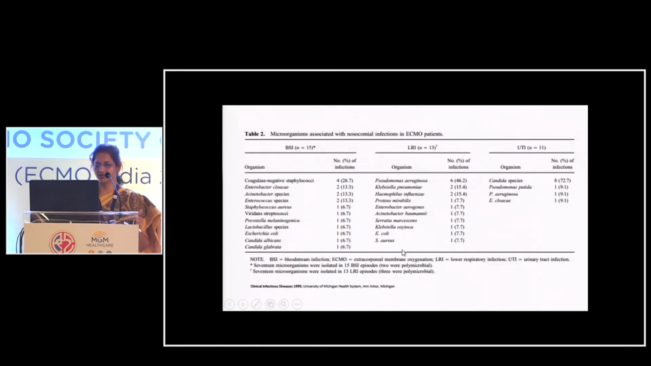And this table is from a study from Michigan, where the most common source of infection was bloodstream infection when compared to lower respiratory infection and UTI. The pathogens encountered were coagulase negative staphylococci, followed by the gram negative Enterobacter, Acinetobacter, Enterococcus, and then the gram positive staph. Whereas in lower respiratory infection it was gram negative bacilli, Pseudomonas, and Enterobacteriaceae. And then in urinary tract infection it is Candida.